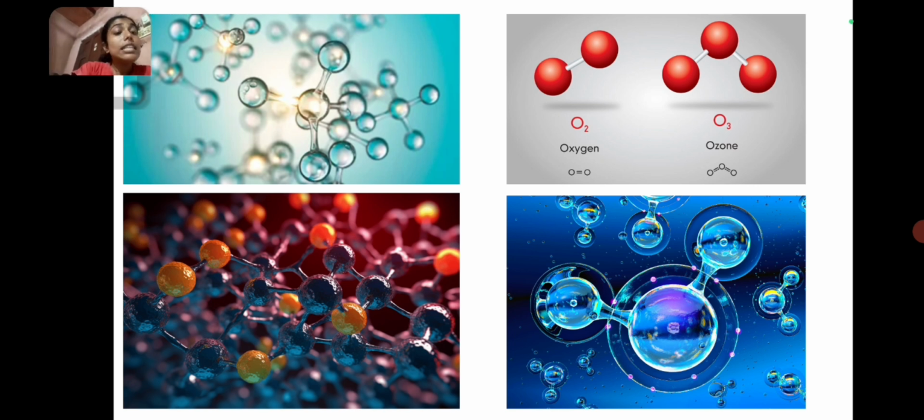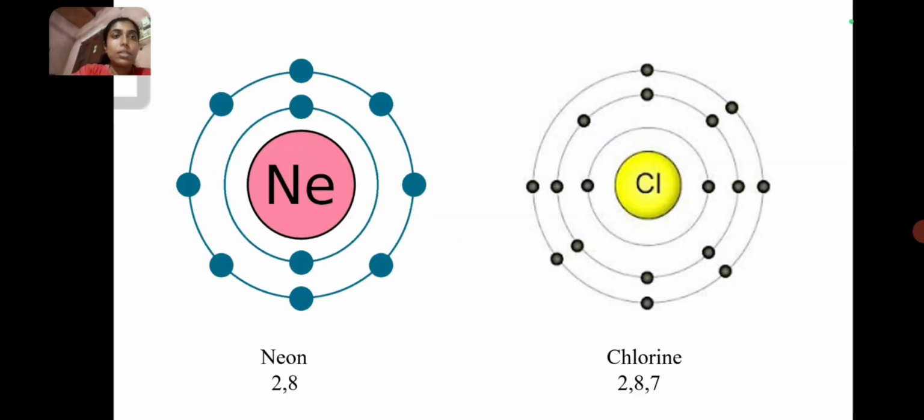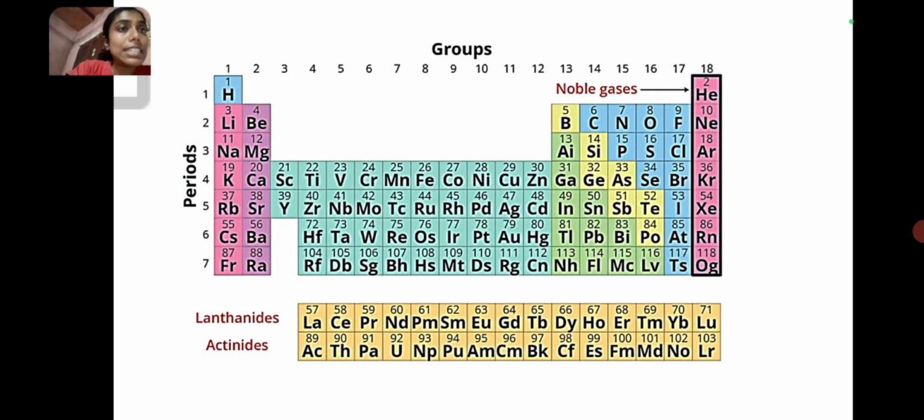We have already studied that atoms combine to form molecules in order to attain stability. If we consider two atoms, neon and chlorine, the atomic number of neon is 10 and its electronic configuration is 2, 8. The atomic number of chlorine is 17 and its electronic configuration is 2, 8, 7.